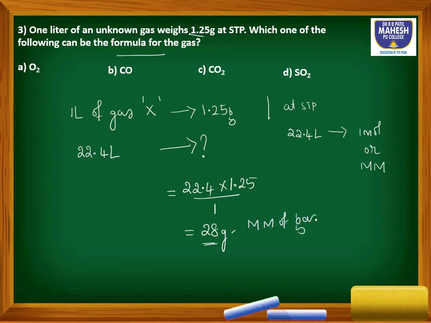Okay, now let us find out, out of these four options, in which case we have a molar mass of 28. Dioxygen, 1 oxygen 16, 2 oxygens 32. So hence this can't be the answer. Carbon monoxide, carbon atomic mass 12, oxygen 16, total together 28. Hence this is going to satisfy the molar mass. Hence the answer is option B.